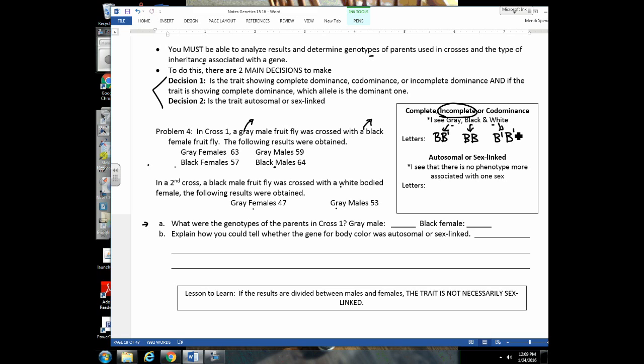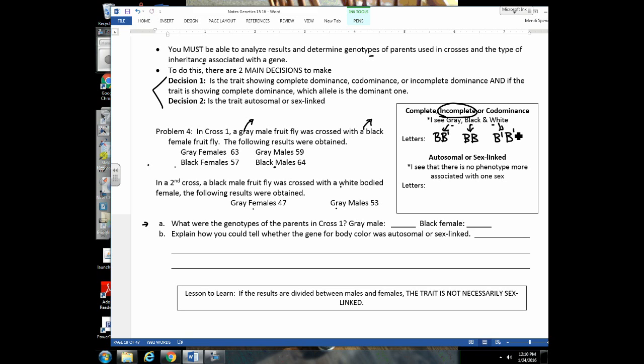Now the next decision I'm going to make is, is this trait autosomal or is it sex-linked? Basically, if it's autosomal, I'm just going to use regular letters like I already have written up there. If it's sex-linked, I've got to take those letters and put them on an X or a Y. And one way to tell whether it's autosomal or sex-linked is if you see one sex getting more of a certain phenotype. If you see that, then it's definitely sex-linked. If you see that these different phenotypes are just as common in males and females, then it's an autosomal trait, and I don't have to break out the X and Y chromosomes when I write genotypes.